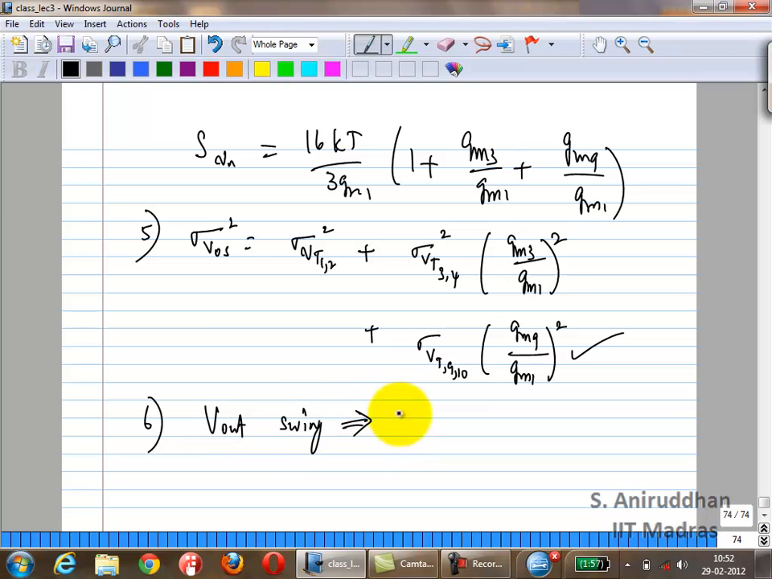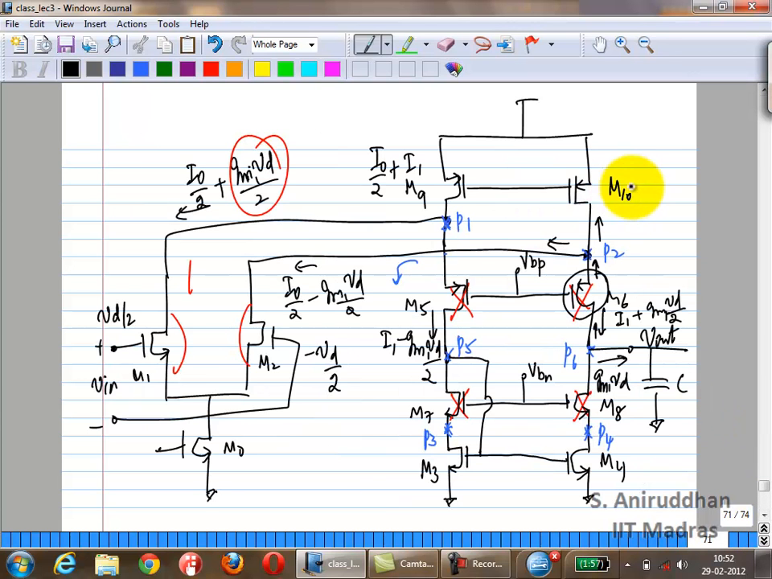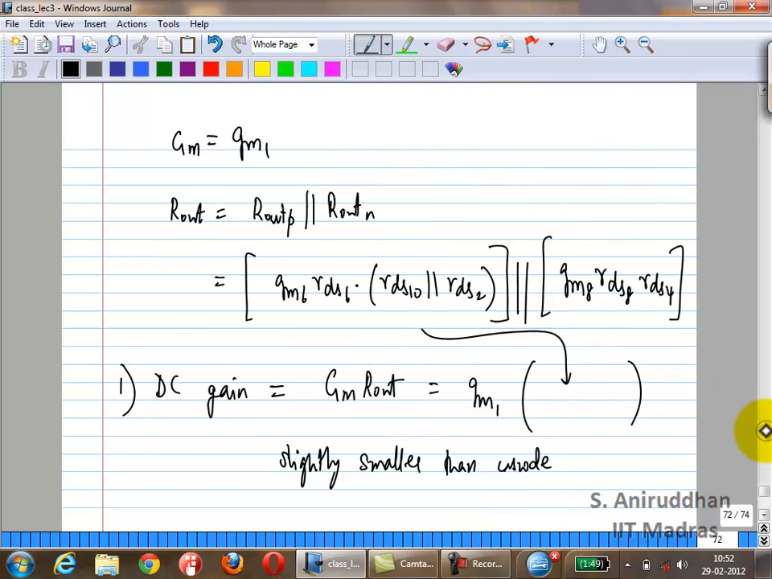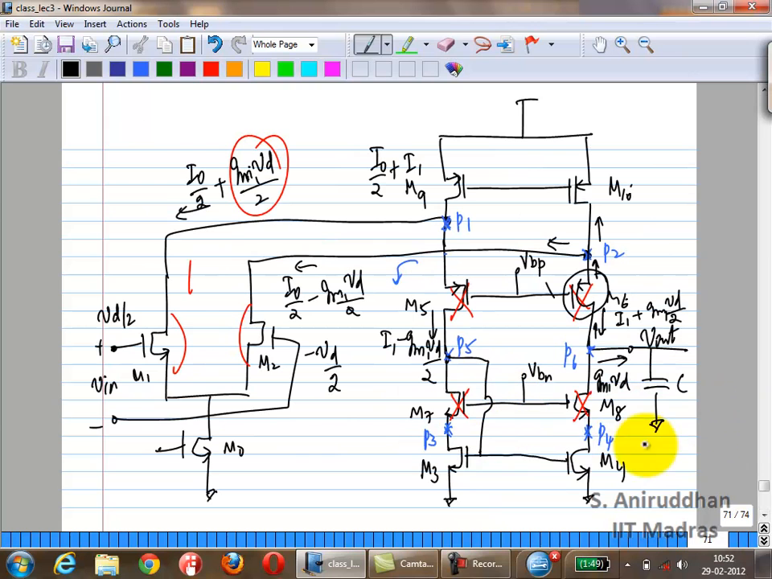So now your output can swing as high as VDSAT 9, VDSAT 5, right? 9 and VDSAT 5. Okay, they're all identical. Don't worry about it. If I say 9 or 10, it's the same. 5 or 6 is the same. Yeah, so it's VDSAT 7-8 plus VDSAT 3-4, correct? These devices plus these devices.